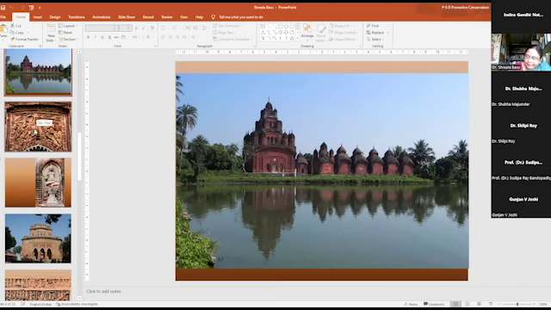Rani Bhavani's legacy was carried forward by Sharad Sundari, Bhuvan Mohini, and Hemanta Kumari, the three widows of Puthia Raj, Rajshahi. The next slide, please.